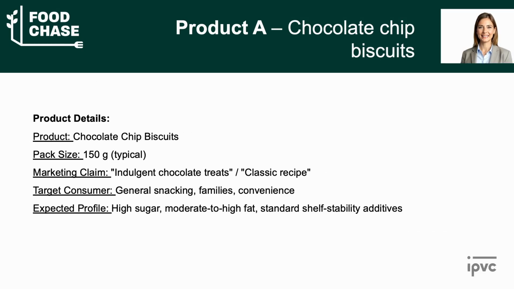This is product A, a standard chocolate chip biscuit from a mainstream brand. Look at the package. It's marketed as indulgent, classic, family-friendly. That tells us immediately: expect high sugar for taste, high fat for texture, and probably some additives to extend shelf life and maintain texture. Let's work through the 4 steps together. Follow along and fill in your datasheet as we go.